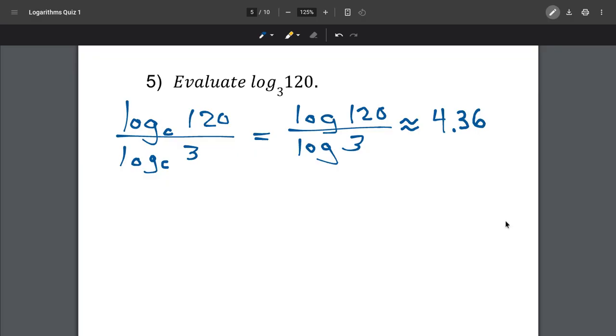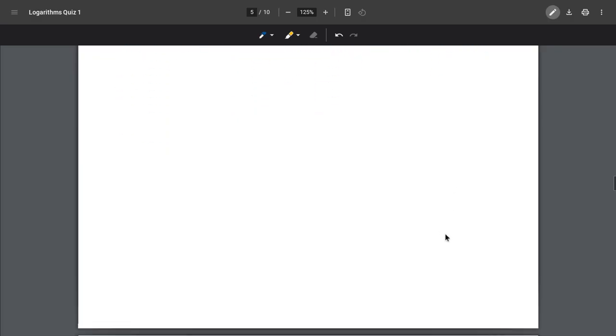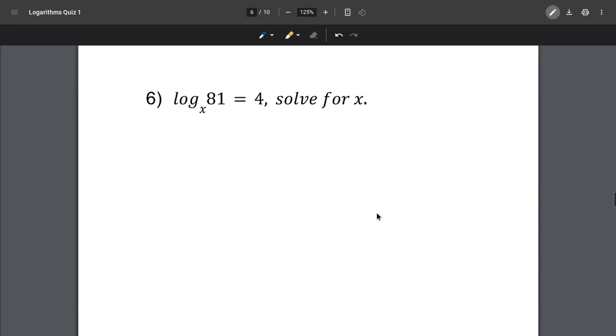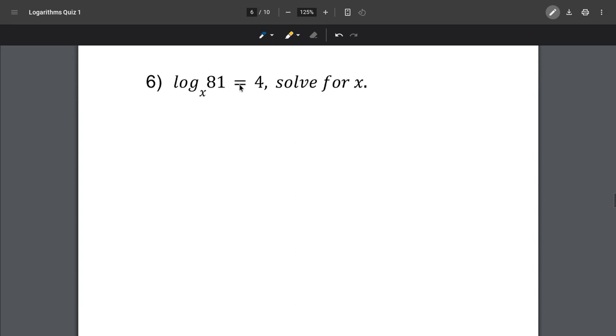Okay, let's look at the next one. Log base x of 81 equals 4, solve for x. So let's write this in exponential form. So we do x to the 4th power, so base of x to the power of 4, that's going to equal 81.